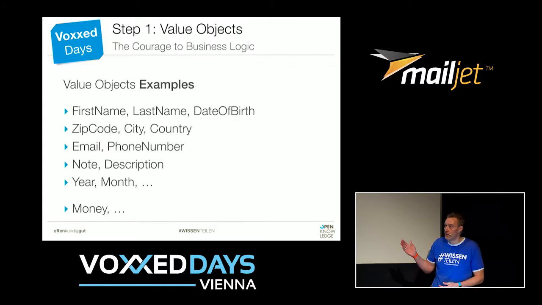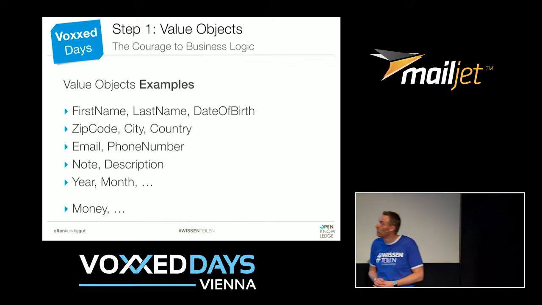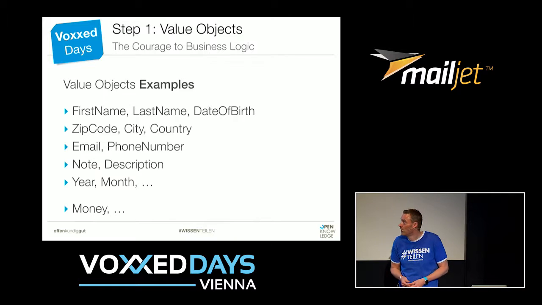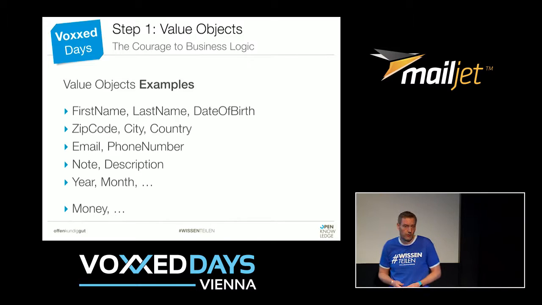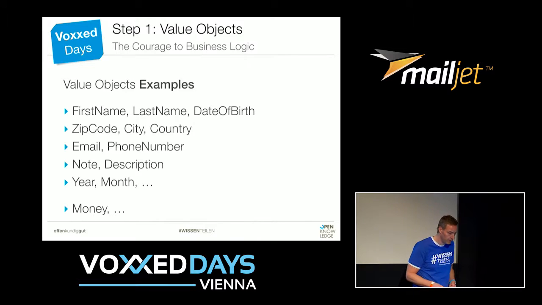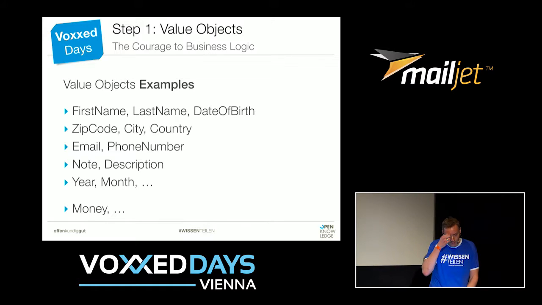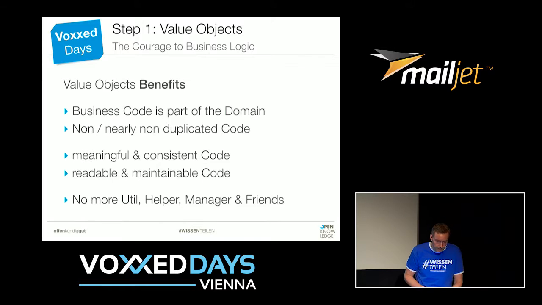Just some examples of value objects we use in our project are first name, last name, date of birth, zip code, city, country, email, phone number, because we have patterns for this, note, description, year, month, and money, of course, because you have a currency and a value, BigDecimal at this time. And there's a lot of other stuff you can use value objects for.